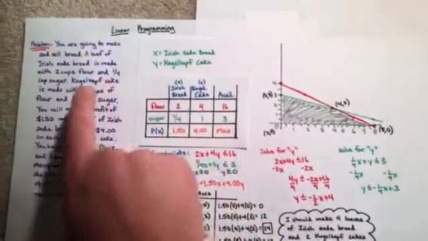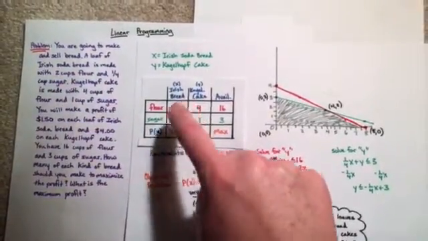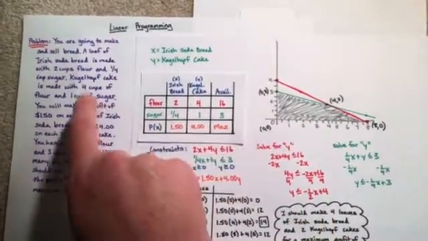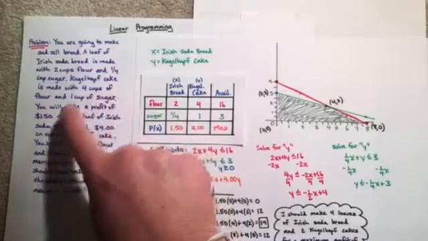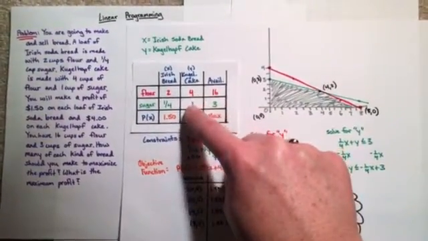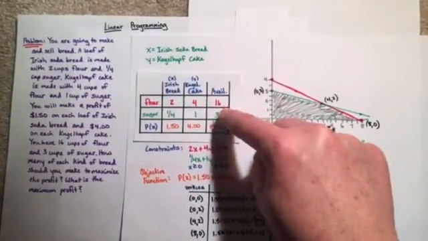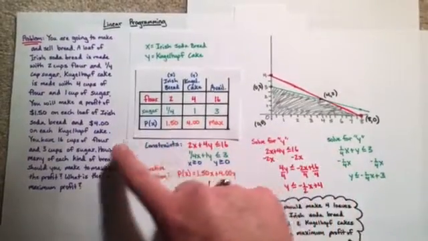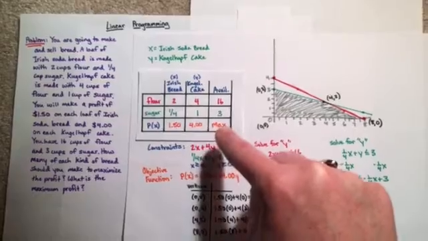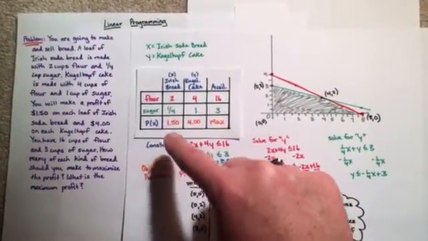So within the problem, it says that Irish soda bread takes 2 cups of flour and 1/4 cup of sugar. So under Irish soda bread, I put 2 cups of flour, 1/4 cup of sugar. Kugelhof cake is made with 4 cups of flour and 1 cup of sugar, so I put the information here, the 4 cups of flour, the 1 cup of sugar. I was told that I only have 16 cups of flour and only 3 cups of sugar, and then the last part was telling me about the profit. That always goes at the bottom of the table. That's going to create our objective function, in just a moment.